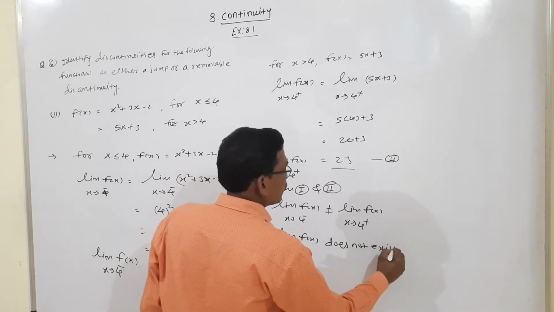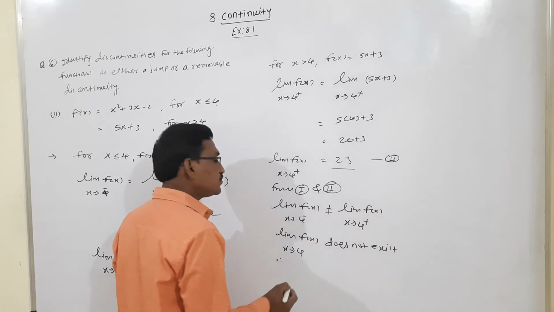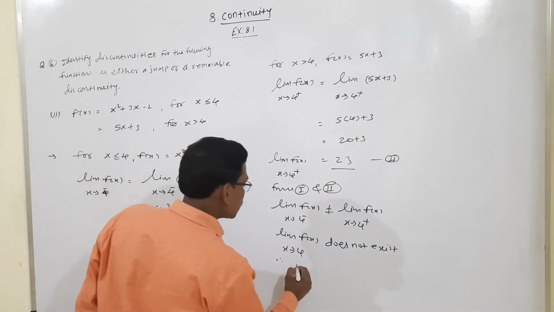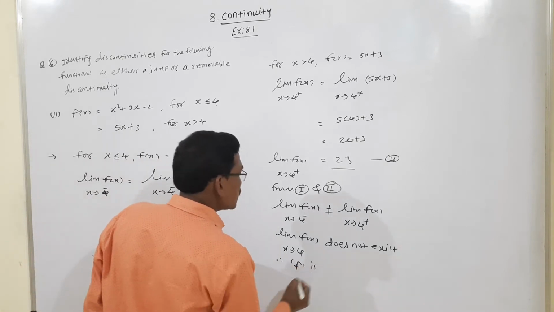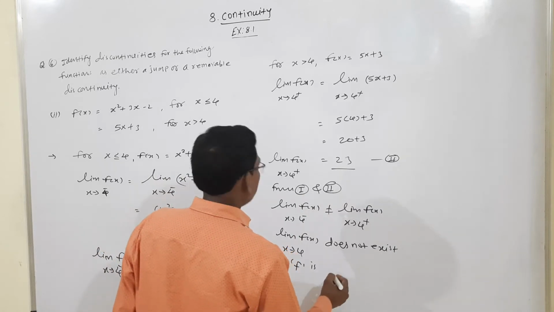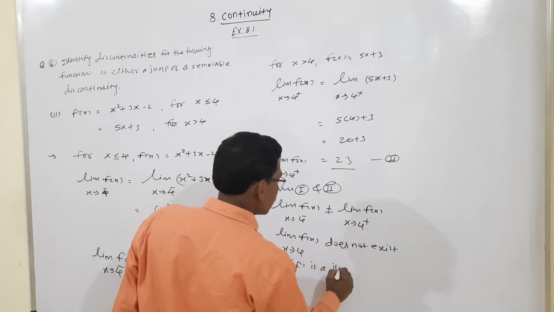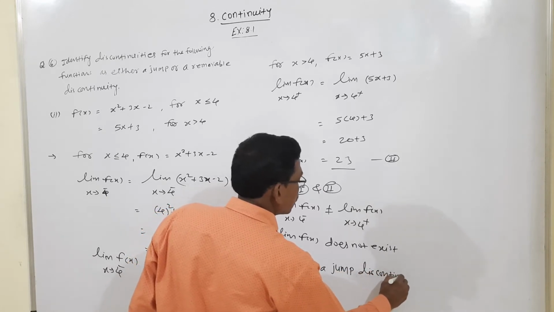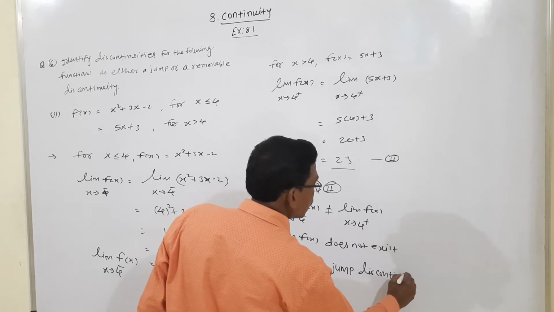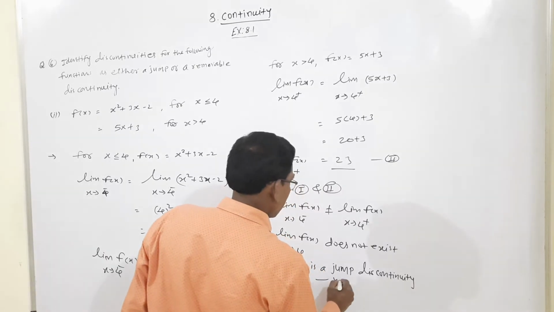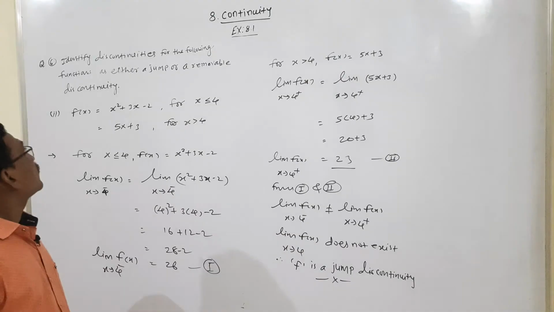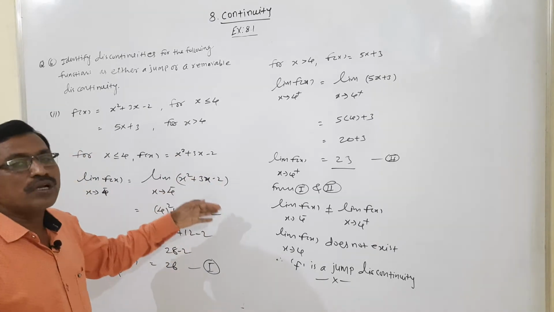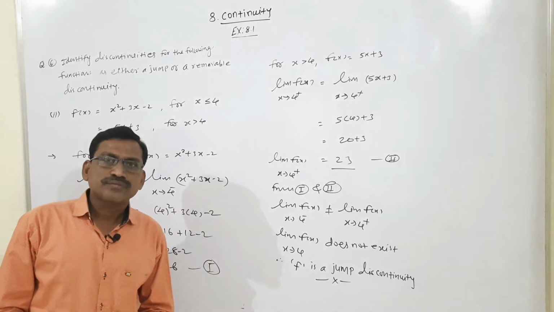and therefore f is discontinuous. Function f has a jump discontinuity. The remaining examples, example number 3 and 4, you may try to solve at home.